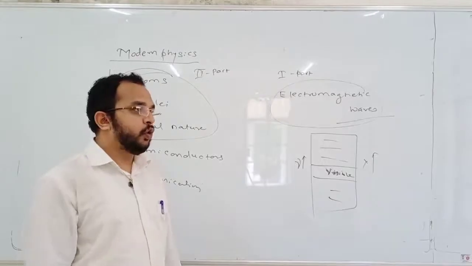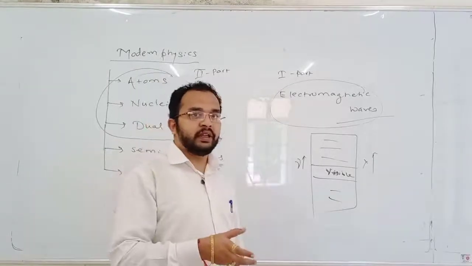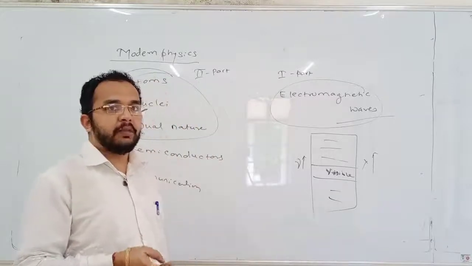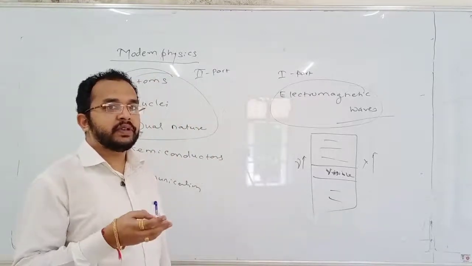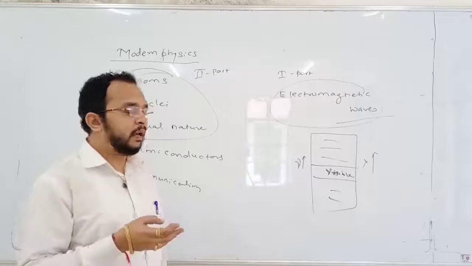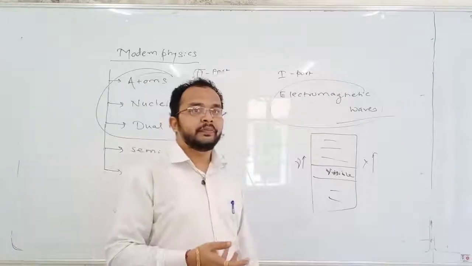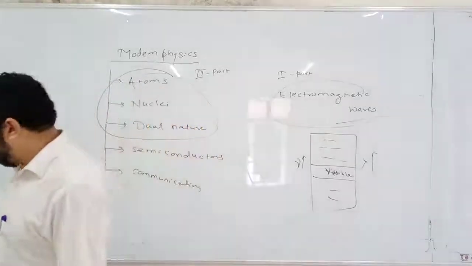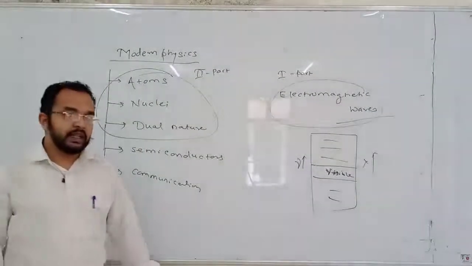So for each wave we have to study the properties of alpha, beta, gamma, X-ray, microwaves, infrared rays, ultraviolet rays, then the visible spectrum. So don't worry about this chapter. We will conduct this chapter at the end of our syllabus.